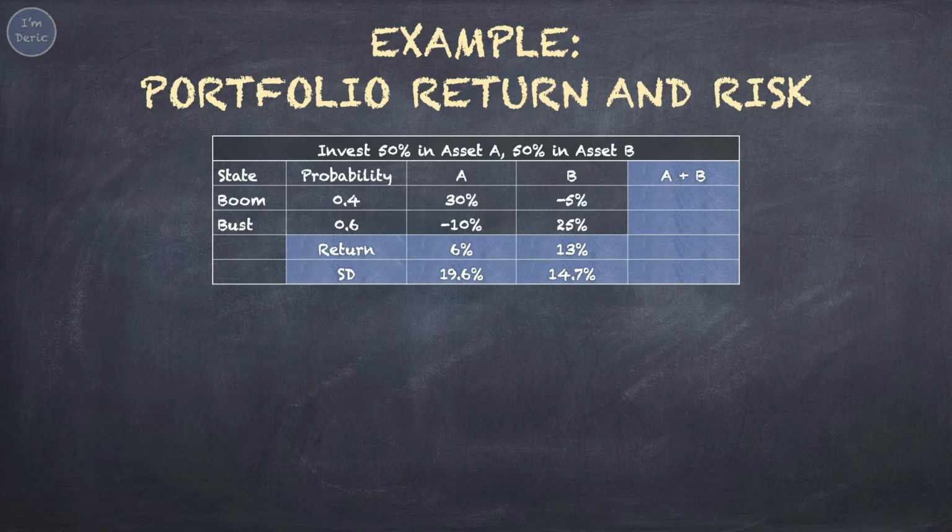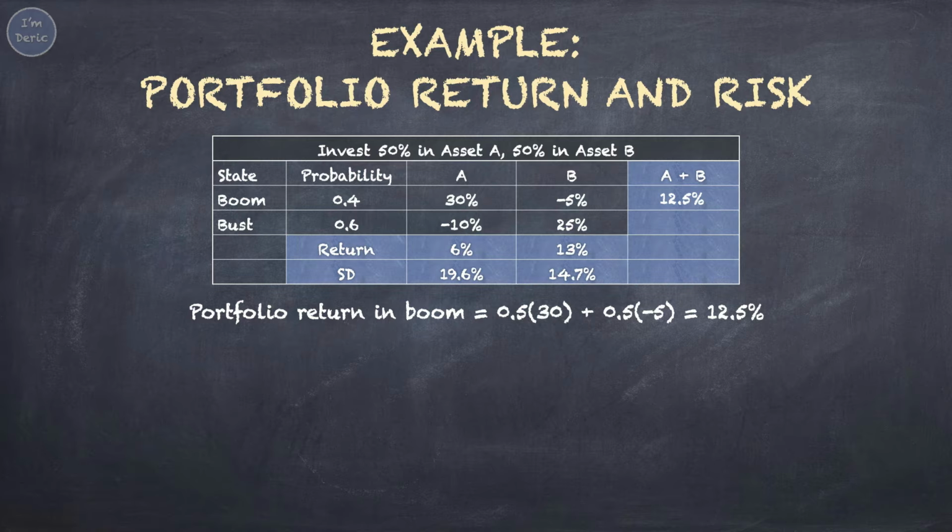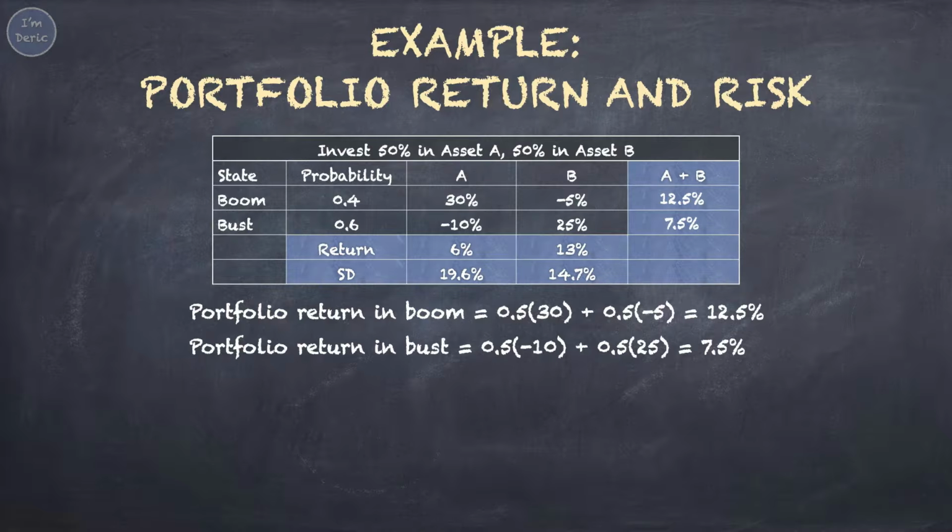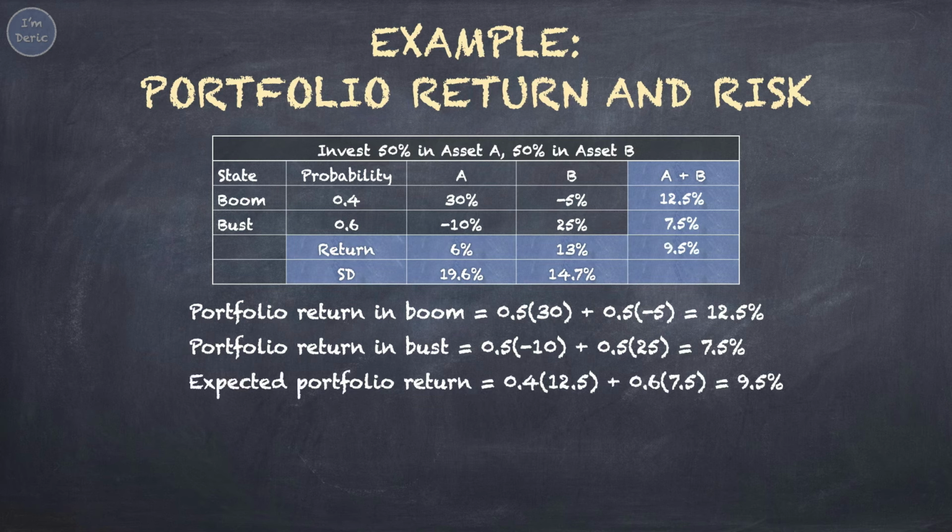Next, get the expected return and standard deviation for the portfolio. First step is to calculate the portfolio return in Boom. Taking 0.5 times 30% plus 0.5 times negative 5%, you will get 12.5%. Then calculate the portfolio return in Bust. Taking 0.5 times negative 10% plus 0.5 times 25%, you will get 7.5%. Expected portfolio return can be calculated by taking 0.4 times 12.5% plus 0.6 times 7.5%, you will get 9.5%.